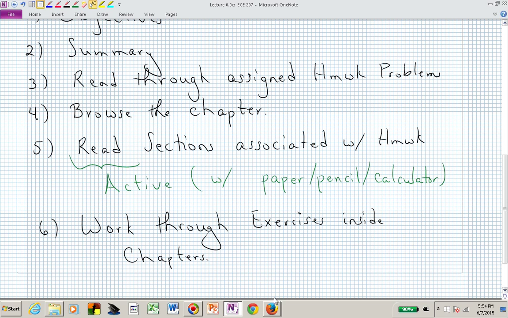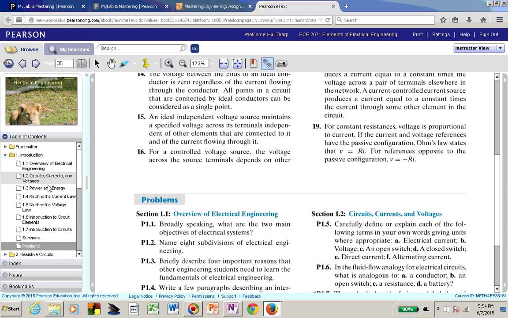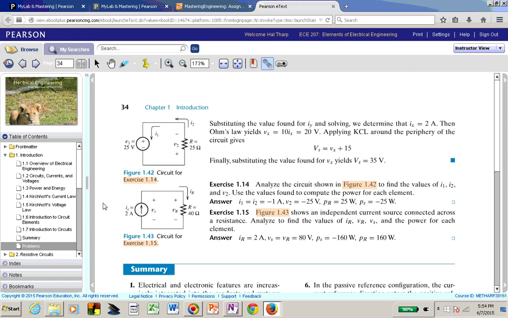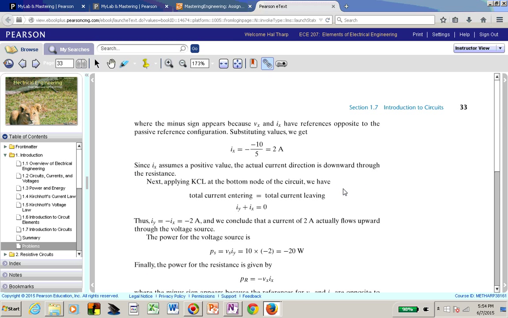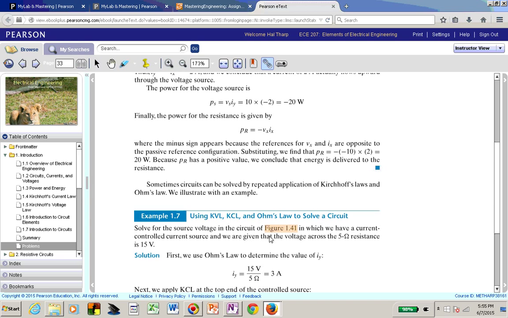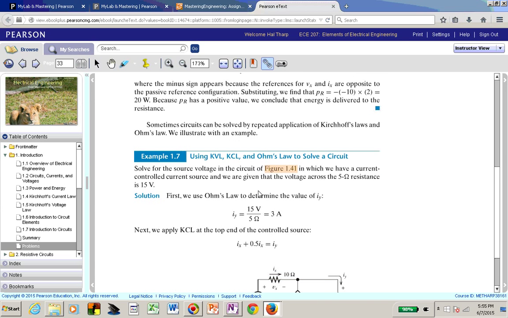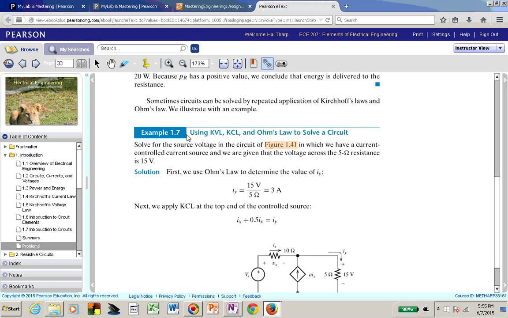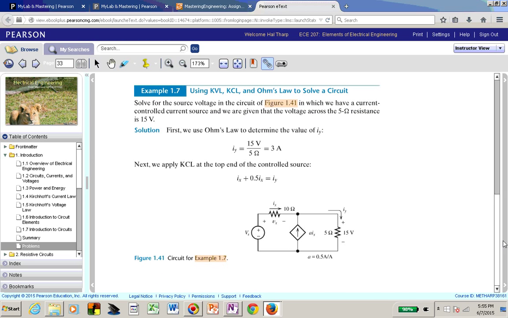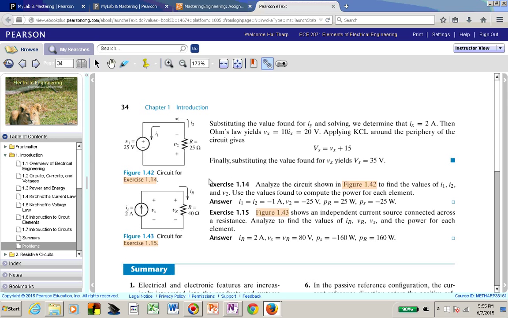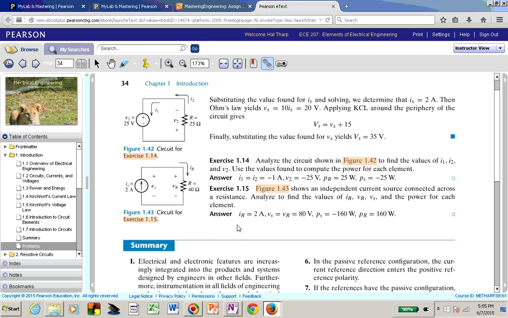You also might want to work through the exercises. If you look through this particular book, they do provide exercises with answers, and these exercises are typically following a previously looked at example. In this case, we're near the end of chapter 1. They work through example 1.7. That is then immediately followed by some of these exercises, and it's a good idea to make sure that you can work these exercises and obtain the answers that are indicated with those exercises themselves.